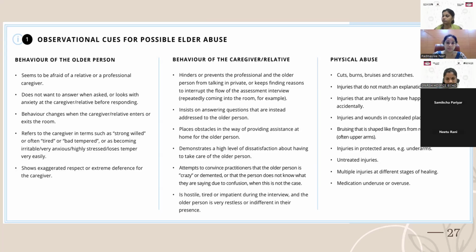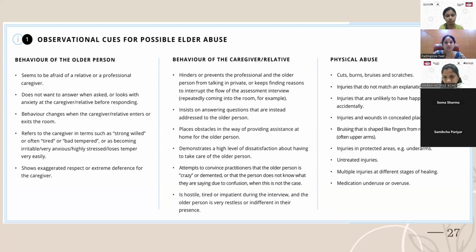They may introduce obstacles in the way of providing assistance. So, if we say that we have a home care team that will come and help you out, they often say, "Oh no, I'm not home at that time. Can we reschedule for another day?" So, these are ways that they hinder us from providing care. Then they may show a high level of dissatisfaction about having to take care of the older person. They may say it openly that this has affected my life, I'm not able to go for my job properly, and they may complain about the burden.